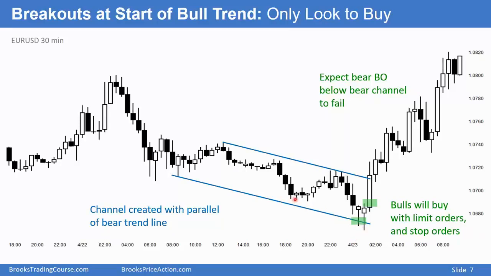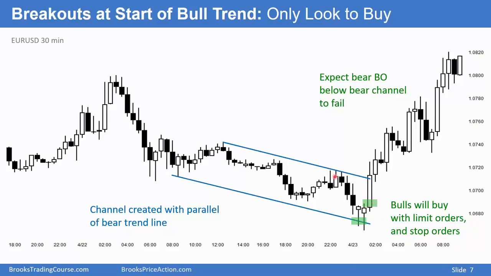As I said, you can draw channels connecting these lows, you can draw channels with a parallel, anchoring it to that low, to this low. Traders will look at any of those lines and look to buy with a limit order. Experienced traders will buy with a limit order, buy more lower. Most traders should only be entering with stops, either above this bull bar or above both bull bars. A micro double bottom. Down, up, down, up.